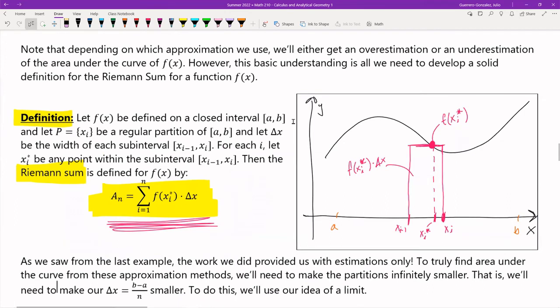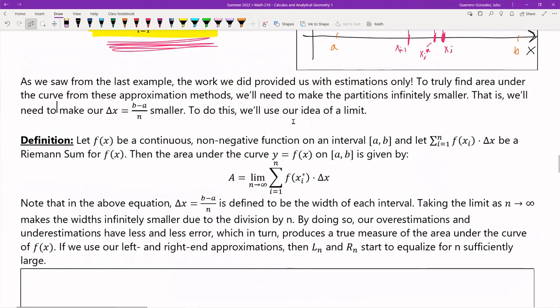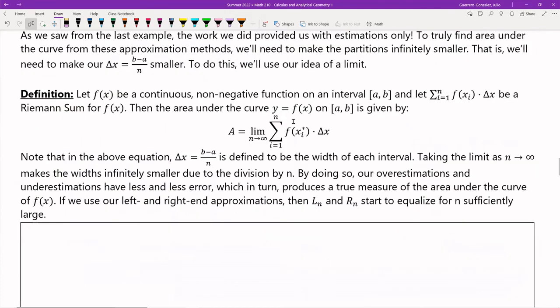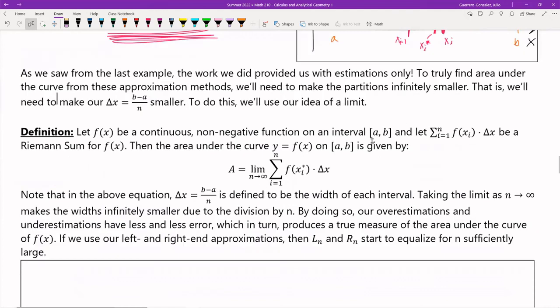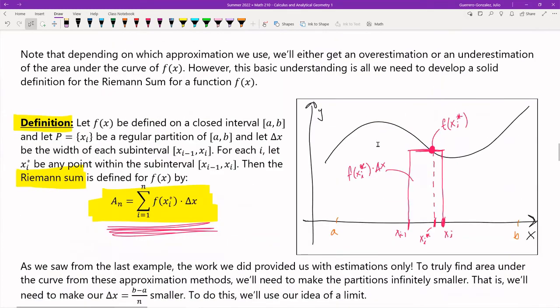So now what I want to do is take this idea a little further. From the last example that we saw, this is only good for estimations. Let me actually scroll back up here, because now, if you guys notice, let me take this.